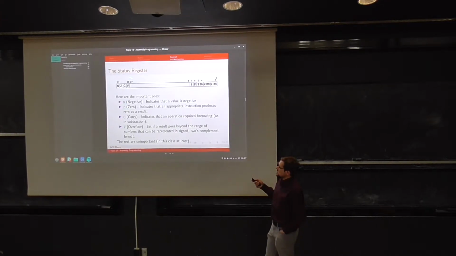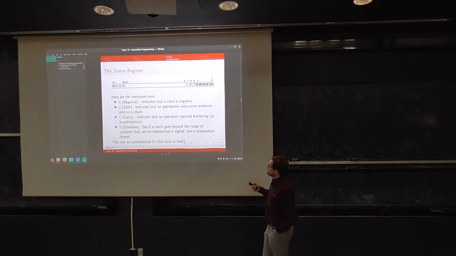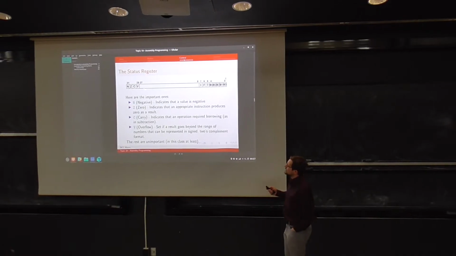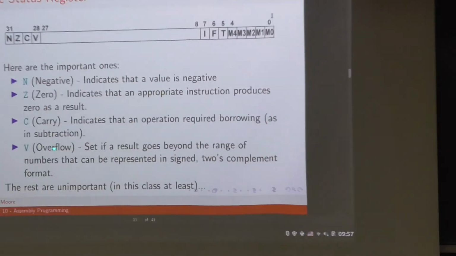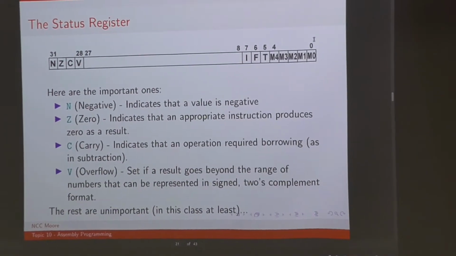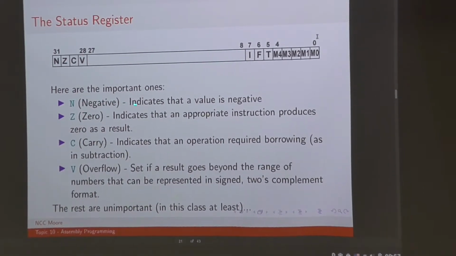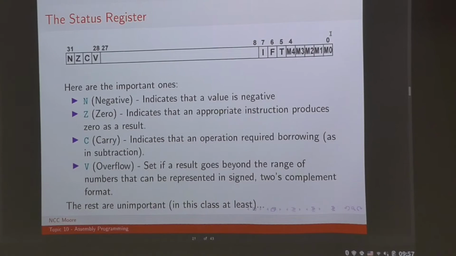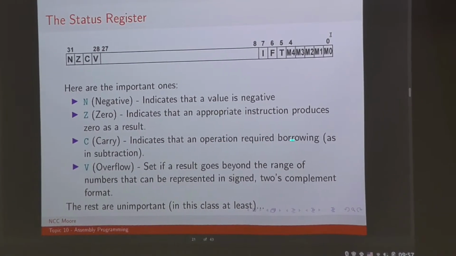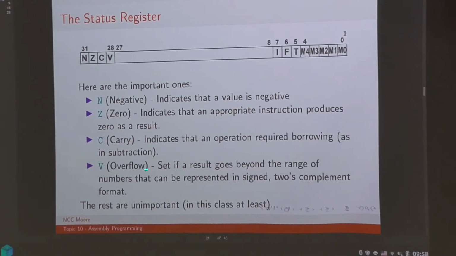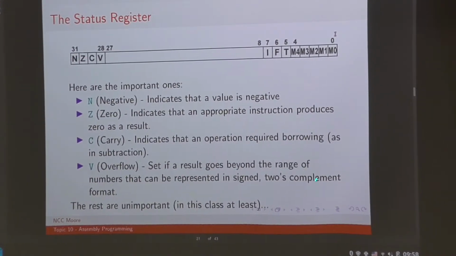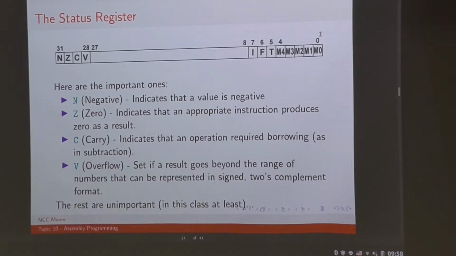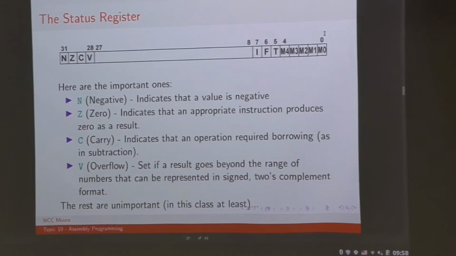So, this is what the status register looks like. We don't have to care about any of these bits. We are only concerned with N, Z, C, and V. These are the important ones that control flow. N indicates that a value is negative. Z indicates that an appropriate instruction produces a 0 as a result. Carry indicates that an operation requires borrowing, as in subtraction. And overflow sets if a result goes beyond the range of numbers that can be represented in signed two's complement format. That's interesting. The rest of these are unimportant in this class.